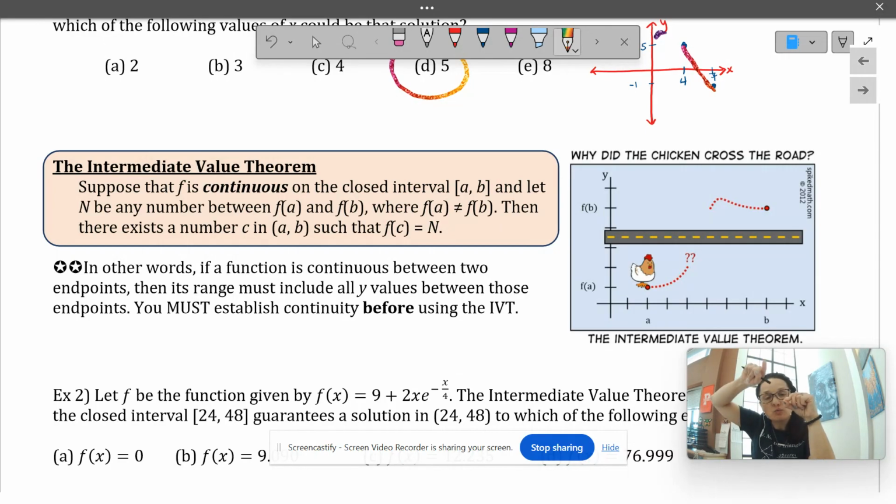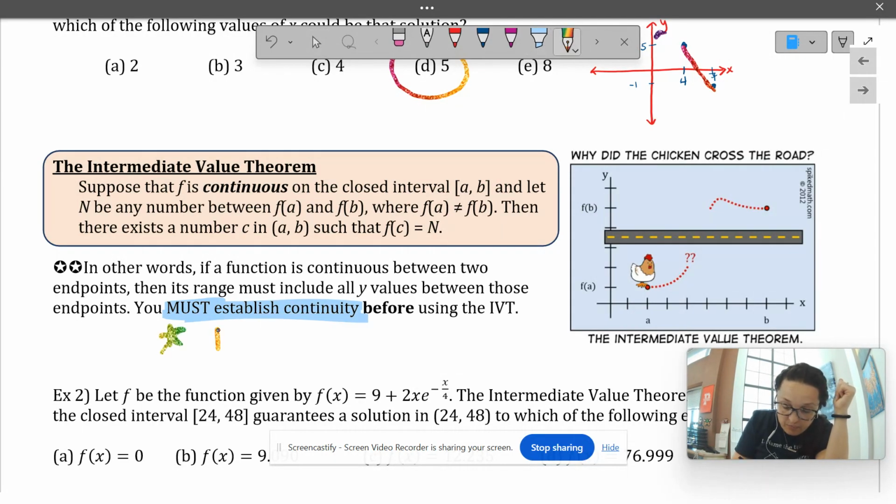You got to pass through that y value somewhere in between. That's all that says. So in other words, if a function is continuous between two endpoints, then its range must include all y values between those endpoints. You must establish continuity before using the intermediate value theorem, okay?